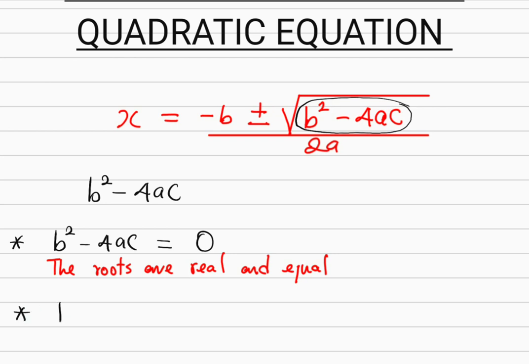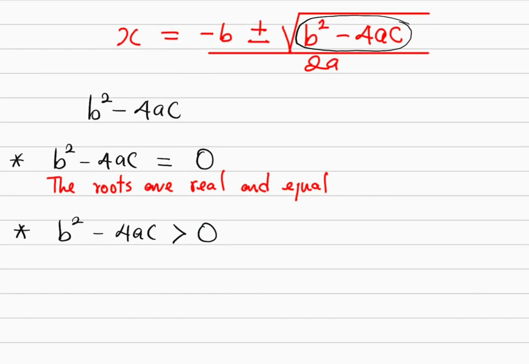The second possibility is b squared minus 4ac is actually greater than 0. Now once you have this, it means that the roots are real and distinct, meaning they are different. They are real but different.